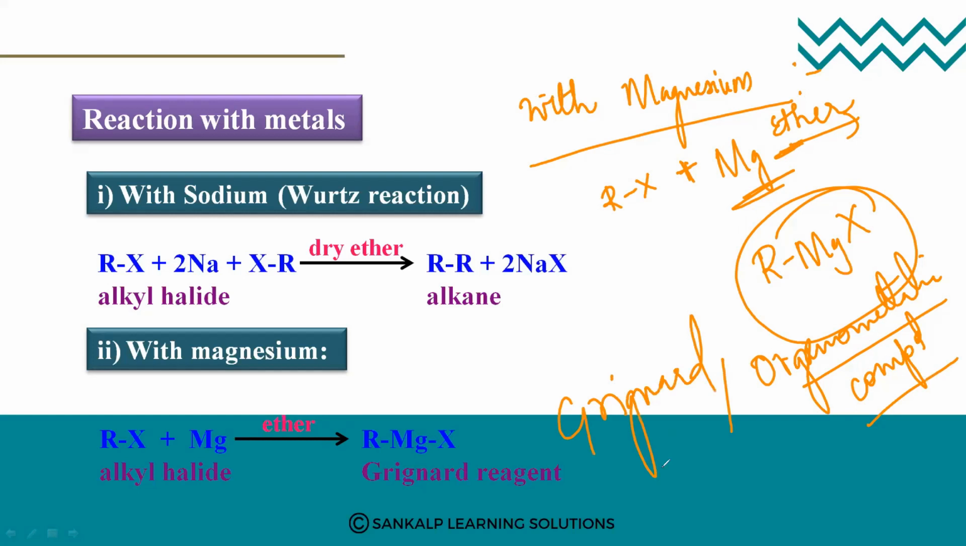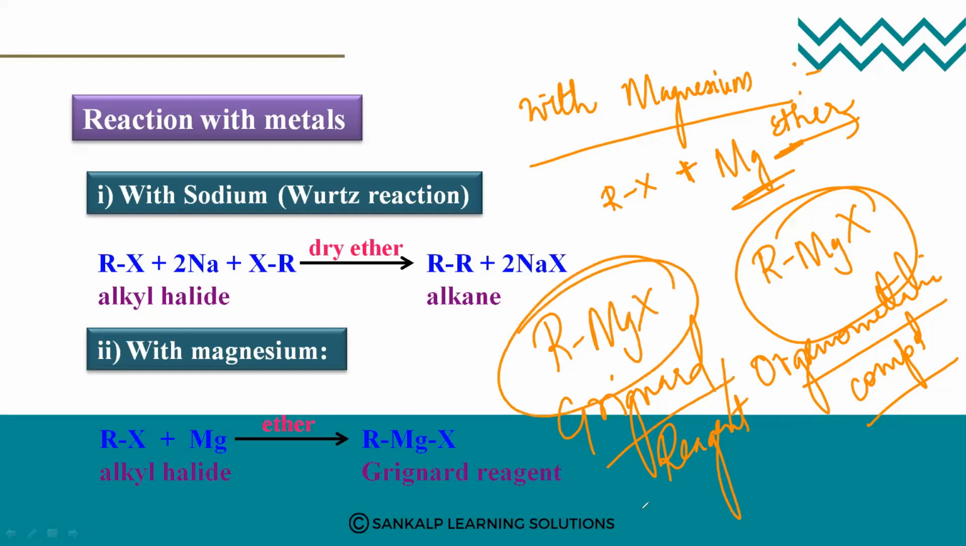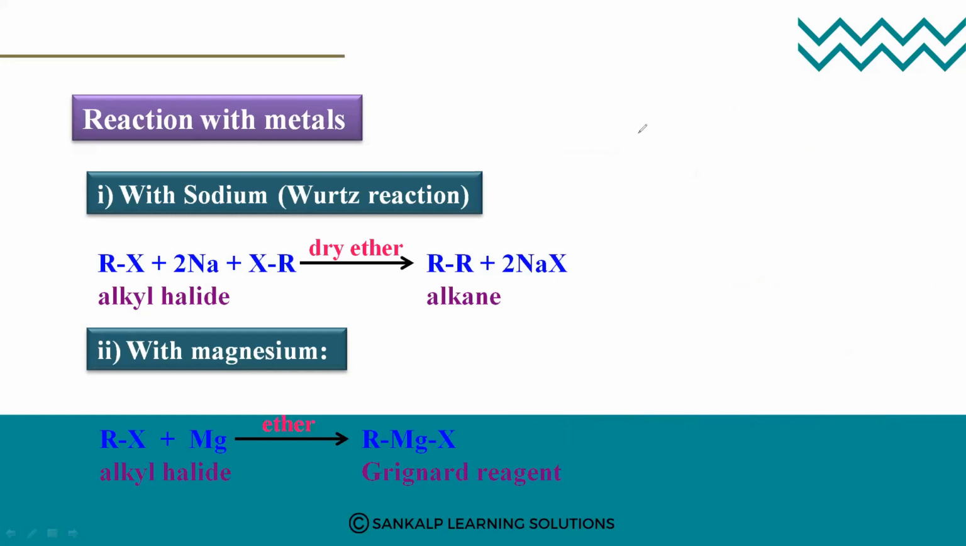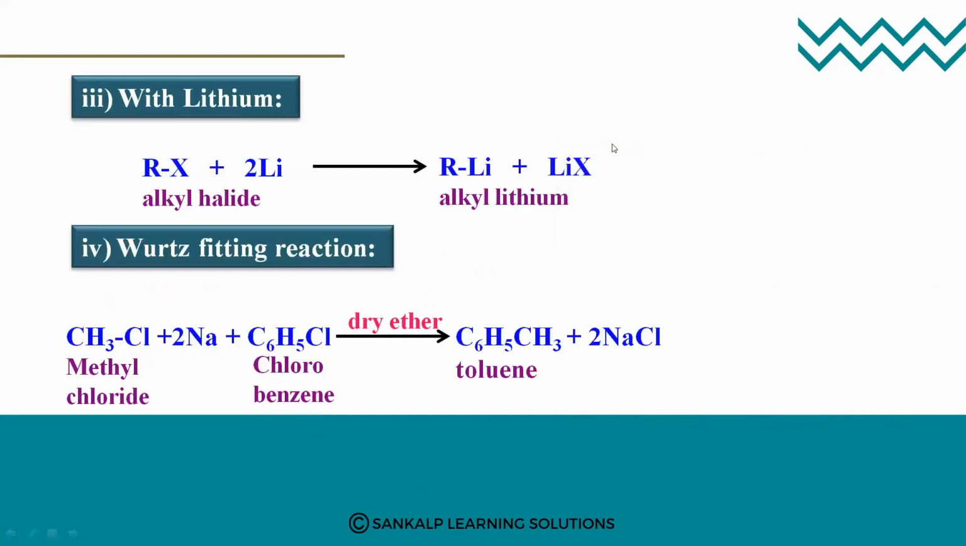Very important: what is Grignard reagent? Grignard reagent is RMgX. So this is the correct answer. I hope you have got it. The two reactions we have seen are, one with sodium metal and second with magnesium. When alkyl halide is treated with magnesium, it forms an organometallic compound, or the Grignard reagent. The next reaction is with lithium.